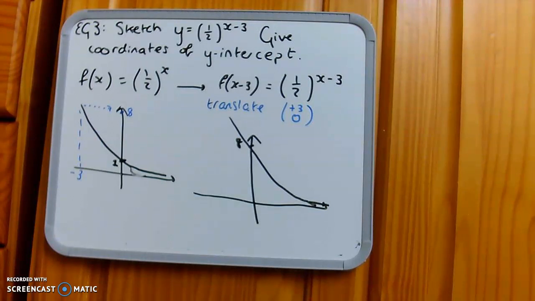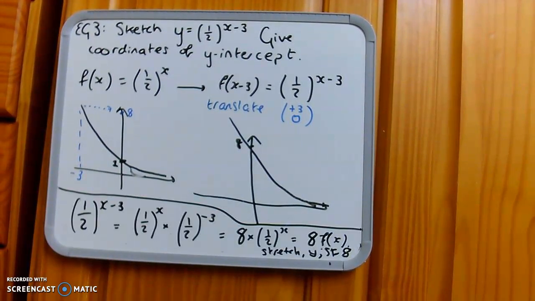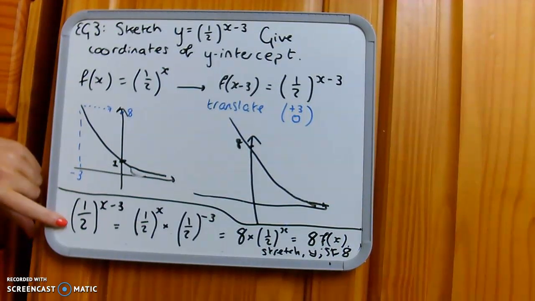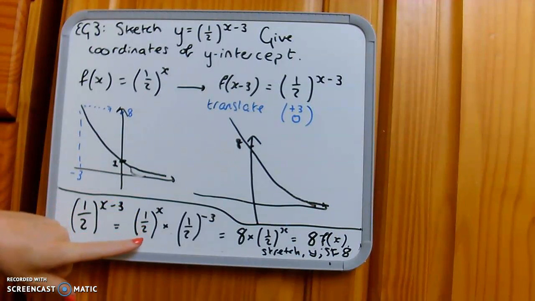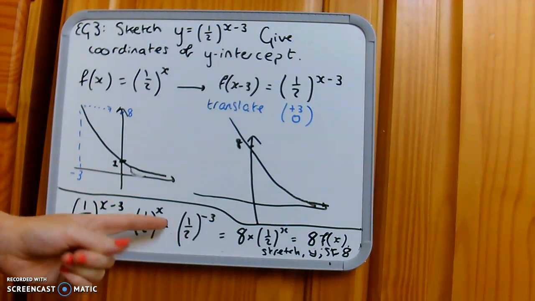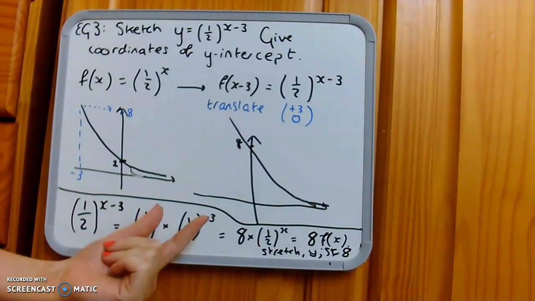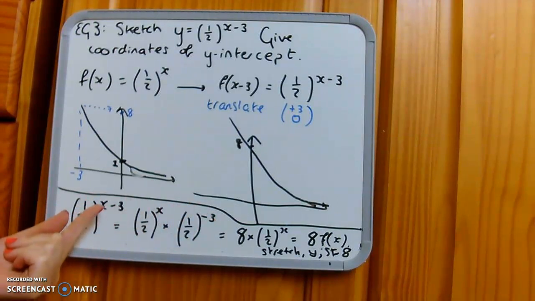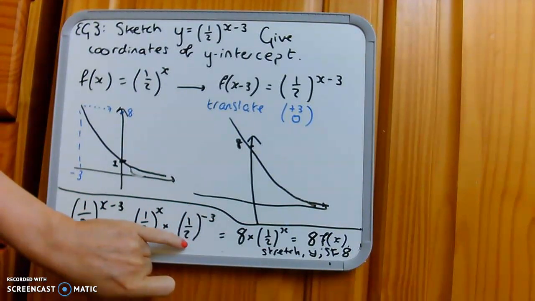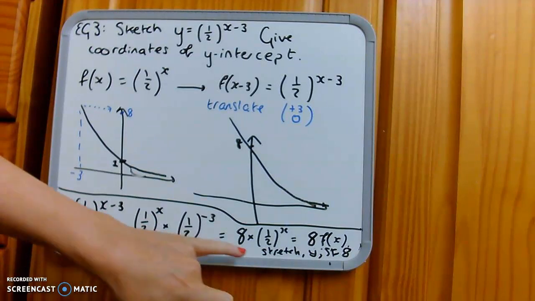Now, the only other thing to note about this question is the following. Really nicely, another way we could have done this is we could have thought that a half to the power of x minus 3 is the same as a half to the power of x times a half to the power of minus 3, because when we multiply we add those powers, so x add minus 3 becomes x minus 3. Now a half to the minus 3 is just the factor, it's just the value 8.